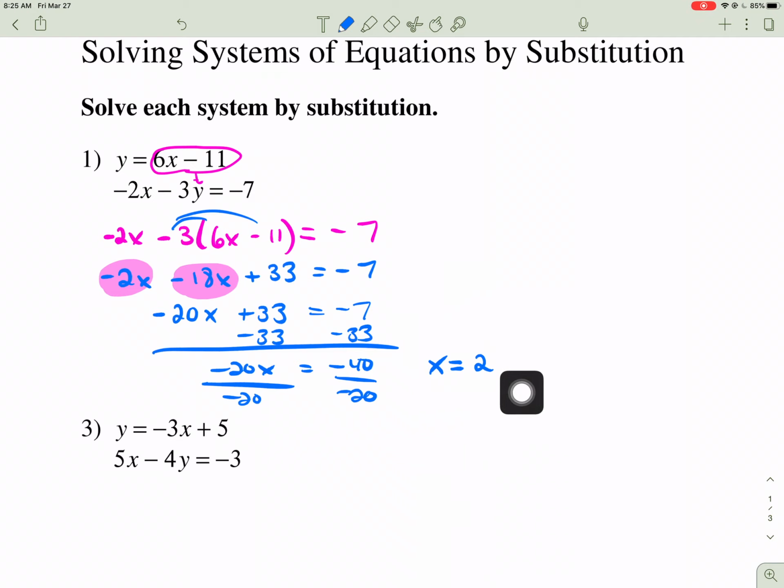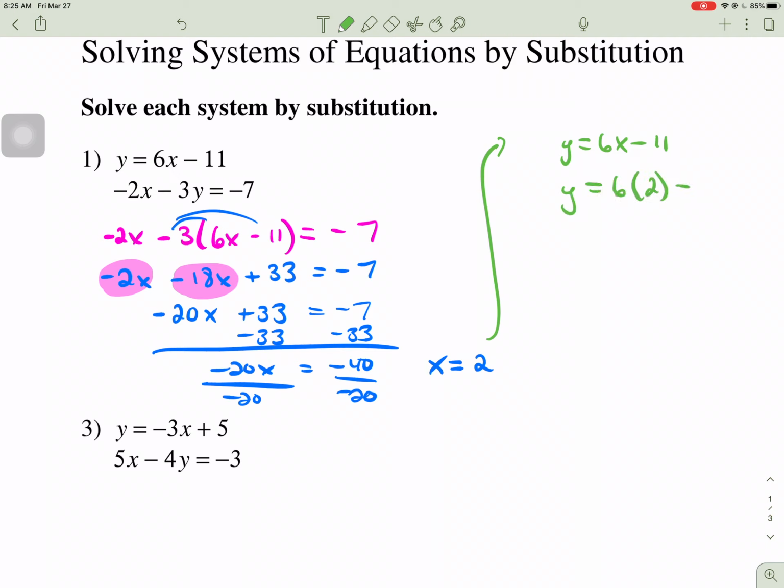x equals 2. Well, now if I know x equals 2, I can go back and find out what y equals. How would I do that? Take x equals 2 and plug it into either one. It doesn't matter, the top or the bottom. I always say pick the one that looks easier. Which one is easier to plug x into and solve for y? The one that's in y equals. So y equals 6x minus 11, y equals 6 times 2 minus 11. So y equals 12 minus 11, y equals 1. So the point where these two lines intersect is when x is 2 and y is 1. In other words, (2, 1).